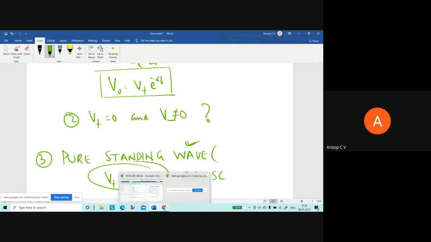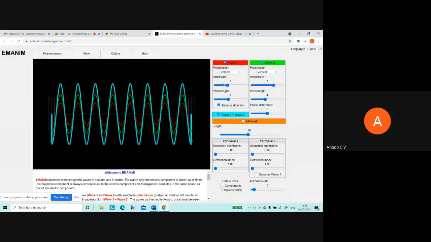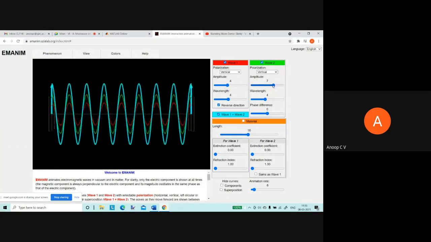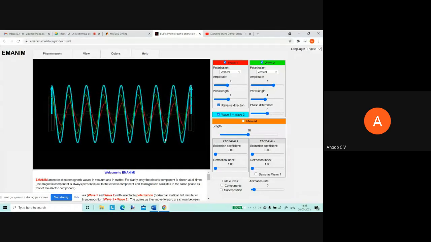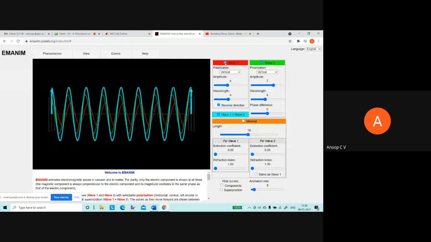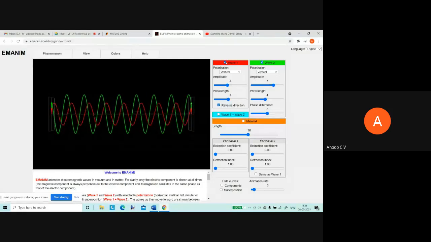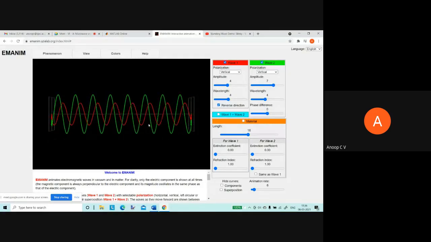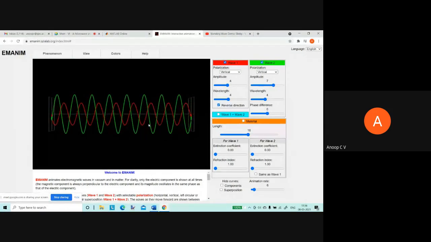Before I show you that, initially I'll show you in Imanim, then I'll show you a video. So what is the case? Wave 1, wave 2: the forward propagating wave amplitude is 7, the reverse propagating wave amplitude is 4. Green is the forward propagating wave, red is the reverse propagating wave. Intentionally I have assumed the magnitude of the reverse propagating wave is less than the forward propagating wave, assuming a part is delivered to the load.